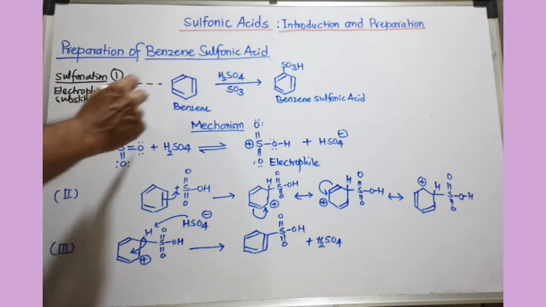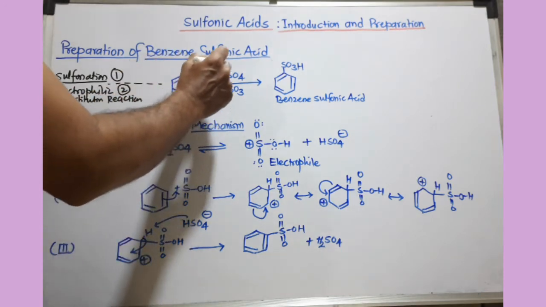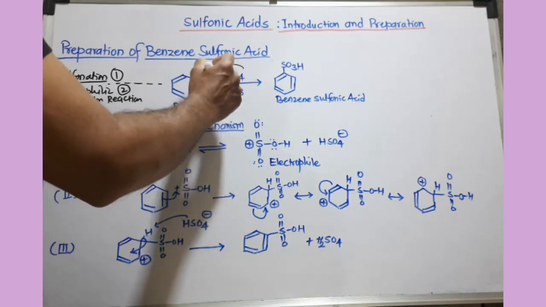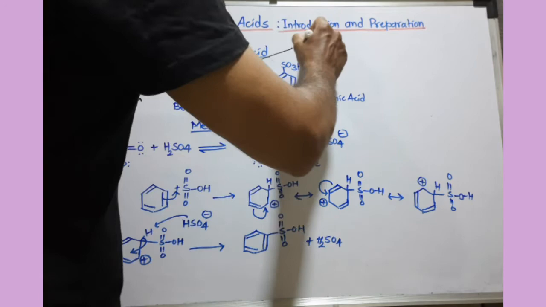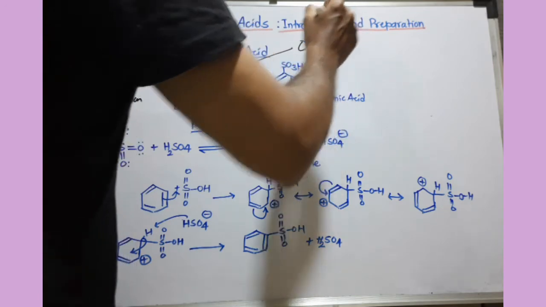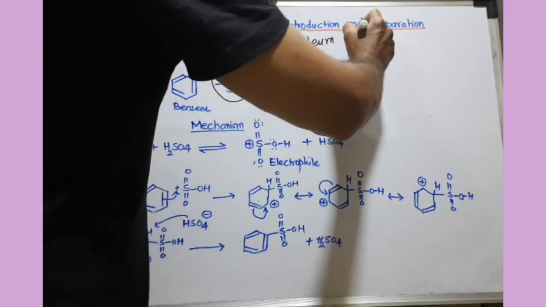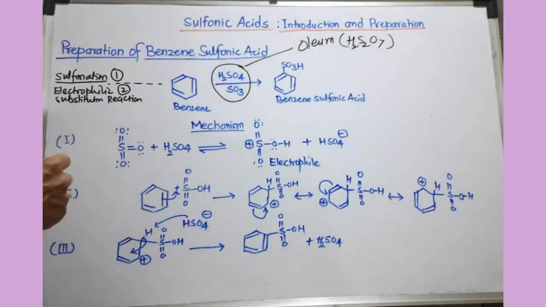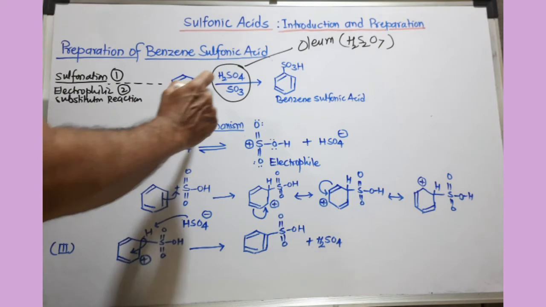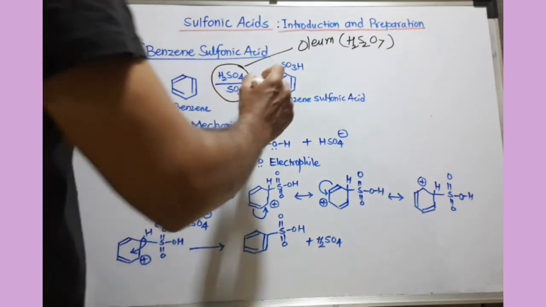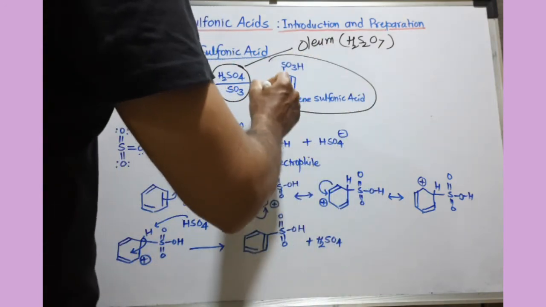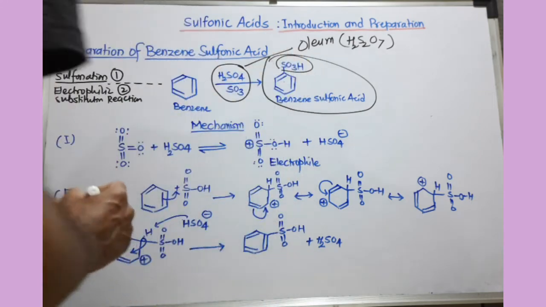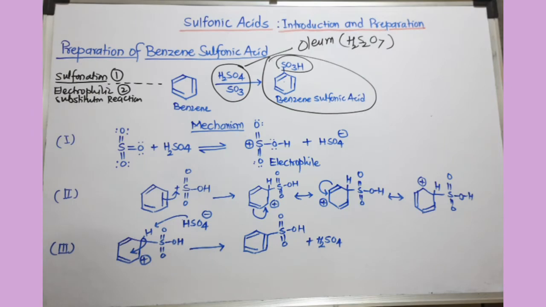For this purpose, we have taken benzene and we have added H2SO4 and SO3. This mixture is called oleum. Sometimes it is also written as H2S2O7, oleum. Now, in the presence of this, even at room temperature, sulfonation takes place and we get here benzene sulfonic acid. So benzene, this is the sulfonic acid functional group. So benzene sulfonic acid is produced.